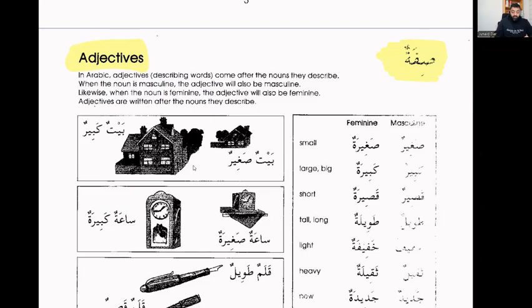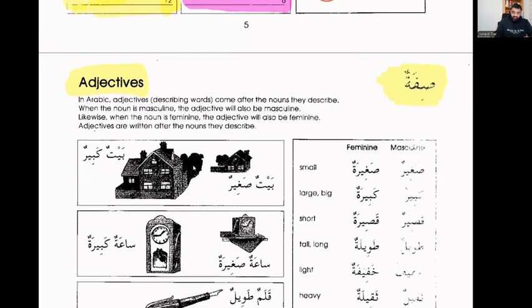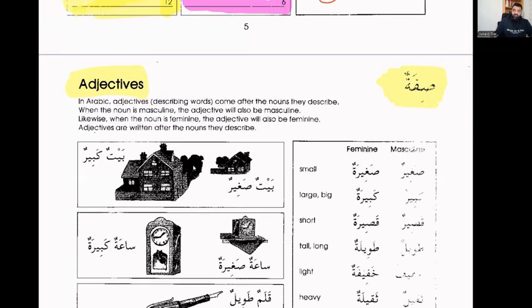Now, when we use adjectives to describe something, we have to make sure what is the same? We said this previously. The masculine matches the masculine. So if we're describing something masculine, then the adjective has to be masculine. If you're describing something feminine, then the adjective needs to be feminine.